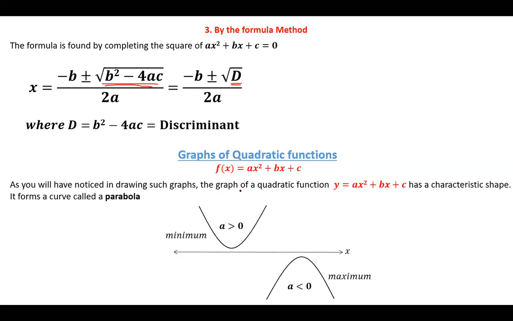So when the value of a, this part here, is greater than 0, meaning it's positive, then it's going to have a minimum value. And when it's negative, less than 0, it's going to have a maximum value. When you have negative a at the beginning, you are going to have a maximum value, meaning your curve is going to come out like this. When you have a positive number here, your curve will have a minimum. It's going to come out like that. Hope you're getting what I'm saying here.